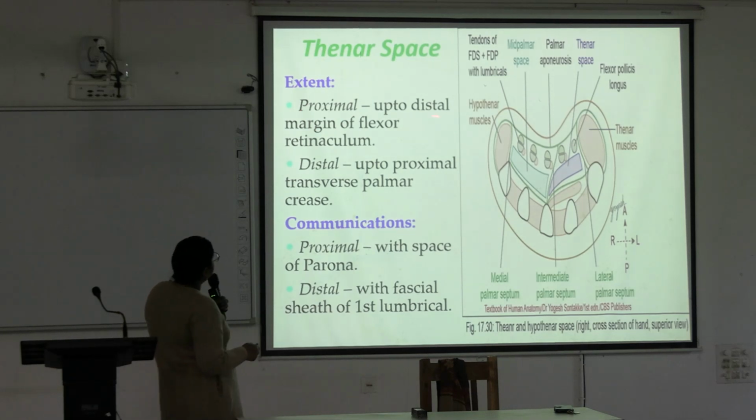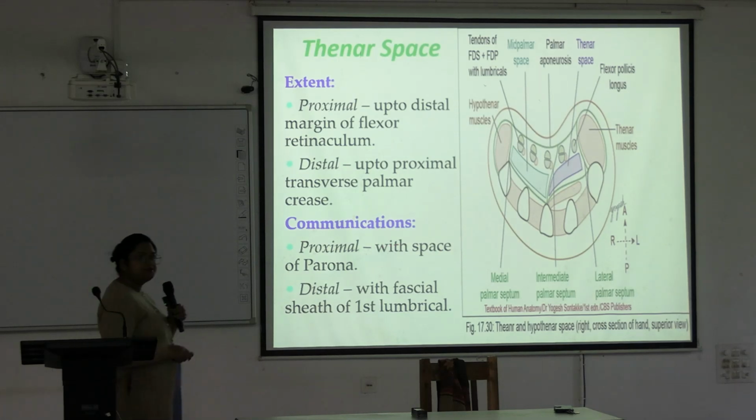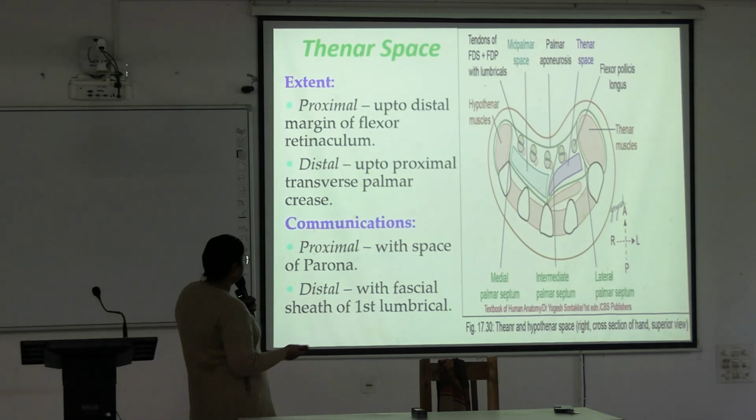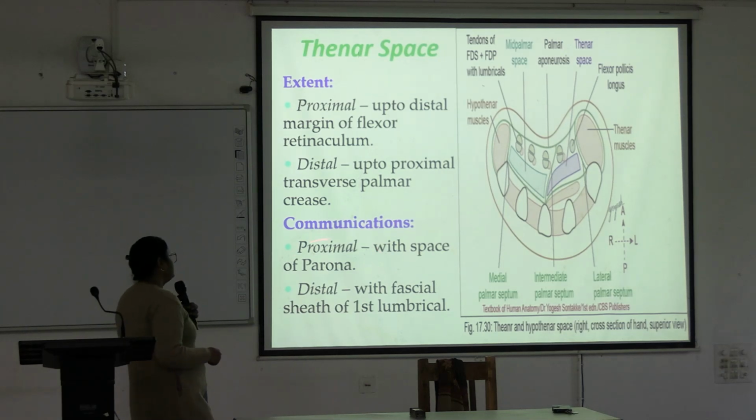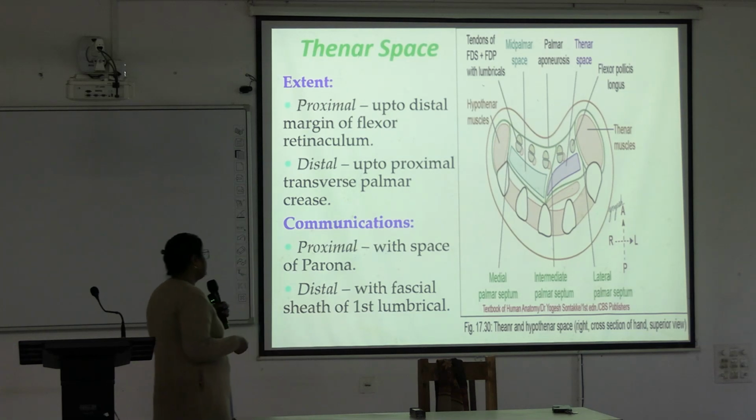The proximal extent is up to the distal margin of the flexor retinaculum, and the distal extent is up to the proximal transverse palmar crease. These are the extents of this space. What are the communications? Proximally, it communicates with the space of Parona. The space of Parona is in the forearm, the distal part of the forearm, and distally with the fascial sheath of the first lumbrical. Here, one lumbrical is present just in front of the space. So this extends distally with the fascial sheath of the first lumbrical.